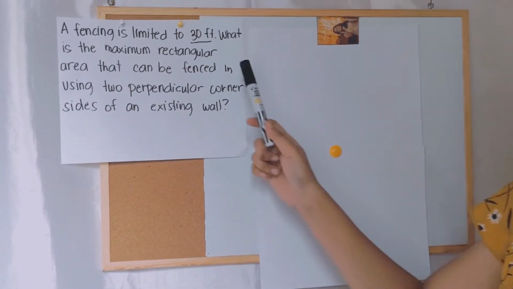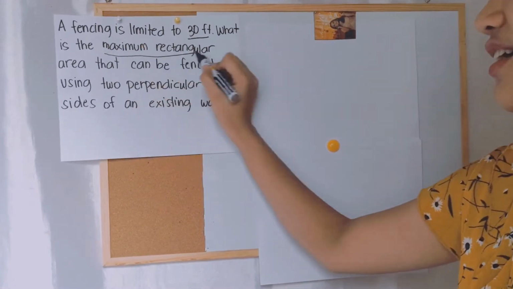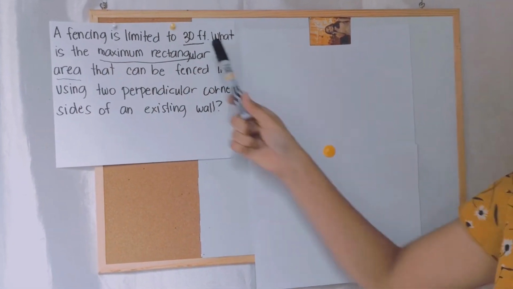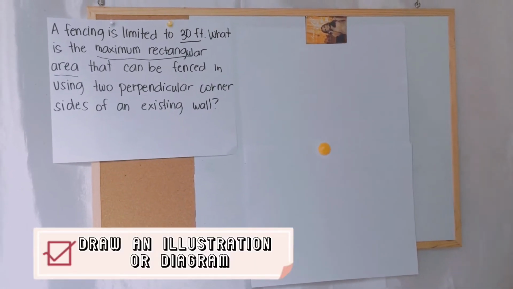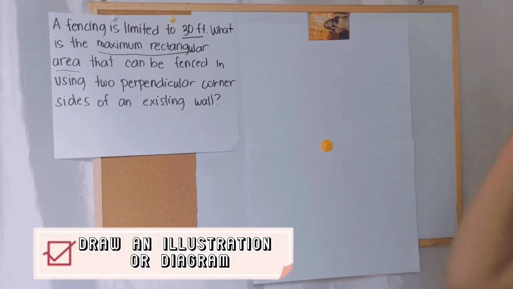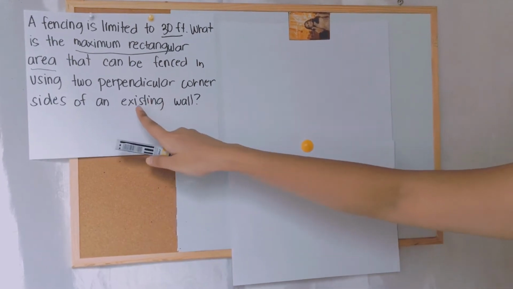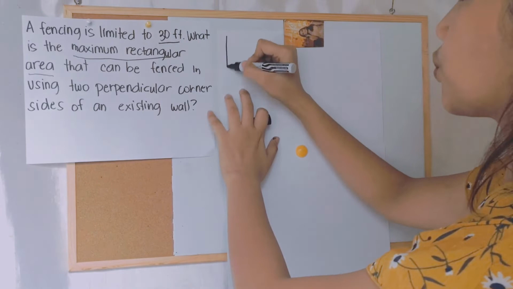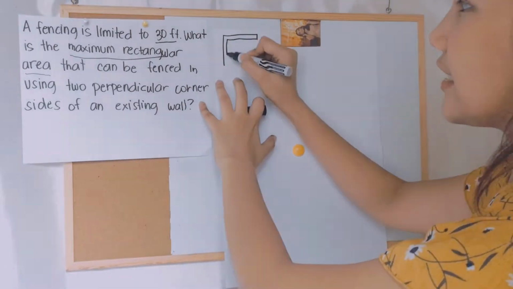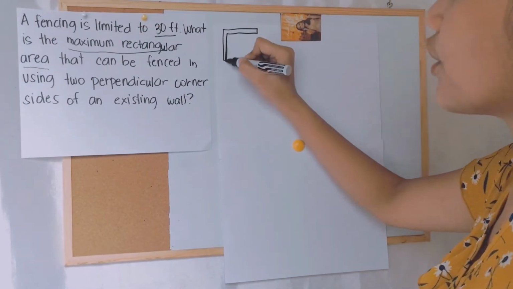So, what we are going to find here is the maximum rectangular area that can be fenced with just using 30 feet fencing. The first step in solving maxima and minima problems is to draw a figure and indicate the unknown parts by variable. So, according to the problem, there are two existing perpendicular corner sides of an existing wall. So this is the two perpendicular corner sides. This is the perpendicular corner side of an existing wall.